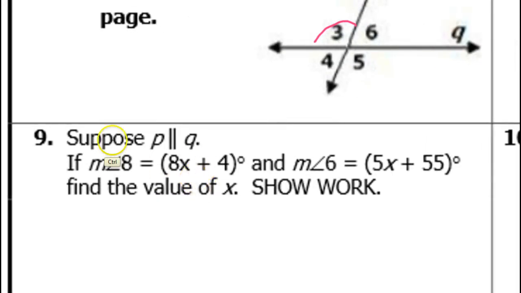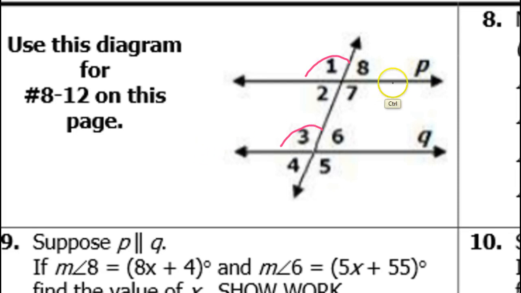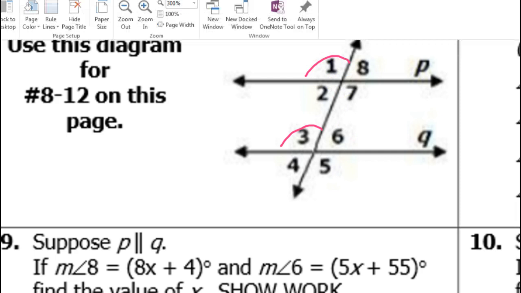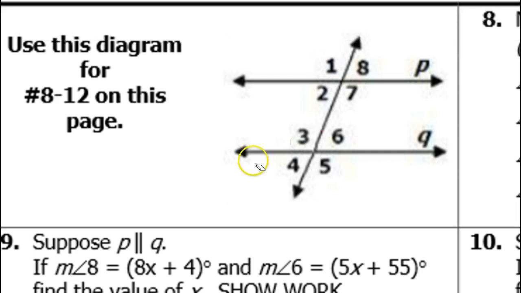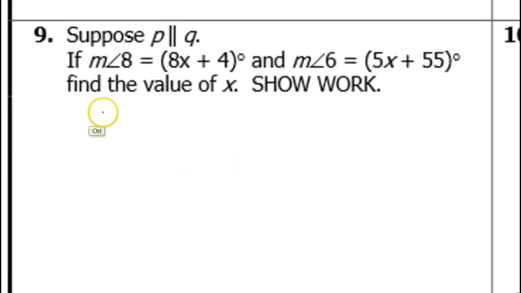Okay, problem number 9, we're supposed to know that line P and line Q, the lines are parallel. And this problem involves angle 8 and angle 6. So here's angle 8 and here's angle 6. These are corresponding angles, so they should be congruent. So that means that they should equal each other. So 8x plus 4 should equal 5x plus 55.